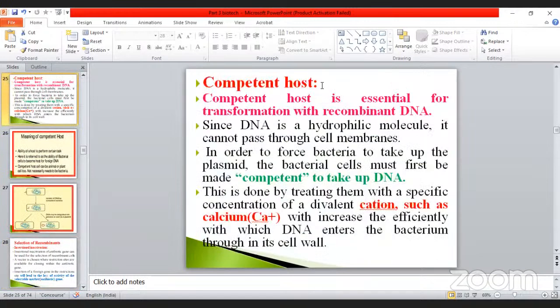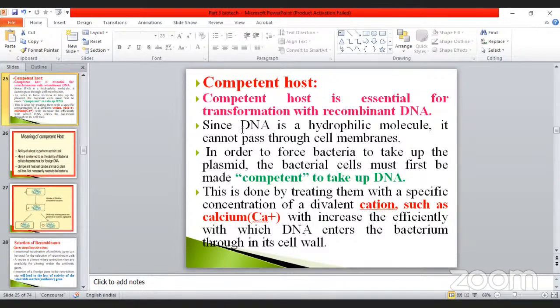And then the competent host. What is the meaning of competent host? See how it works. When you are introducing a plasmid into the host, sometimes it may be incorporated with the host DNA. Sometimes it will not be incorporated with the host DNA. It will be present as it is, with no incorporation taking place within the host cell. That type of thing is called a competent host.